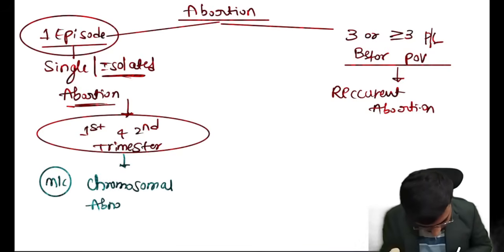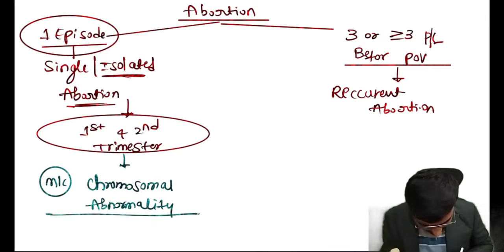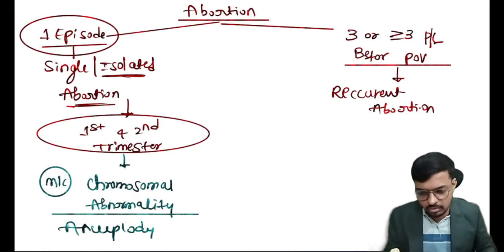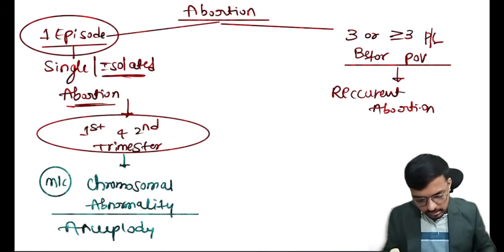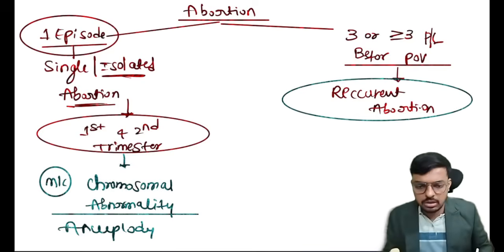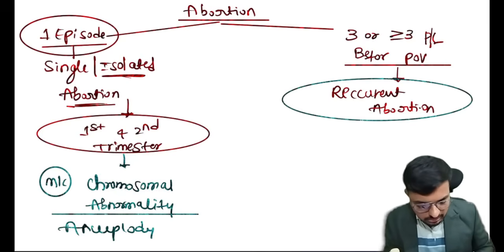Chromosomal abnormality, or we can say aneuploidy. We call this the abnormal number of chromosomes, or aneuploidy. Whenever we talk about recurrent abortion or recurrent pregnancy loss, it means three or more than three pregnancy losses have happened continuously. So that is what you call recurrent abortion.